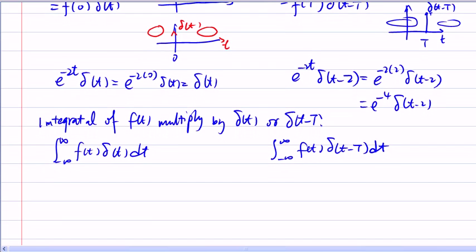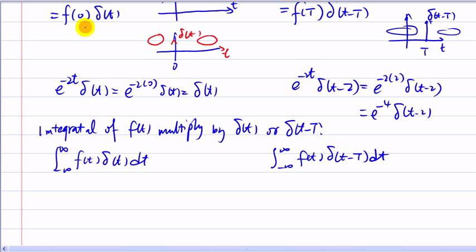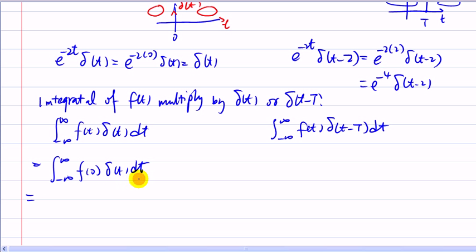To do this, we're going to make use of what we just derived in the first part. The reason I'm putting negative infinity to positive infinity here is that we don't know whether f of t is causal or not, so it could be anything. The integrand can be simplified to f of 0 delta t dt. You are integrating with respect to the variable t, so f of 0 is a constant, and you can take it out of the integral, leaving the integral of delta t dt. Using the definition of the delta function, this gives 1, so you end up with just f of 0. For the shifted one, you can do a similar thing.